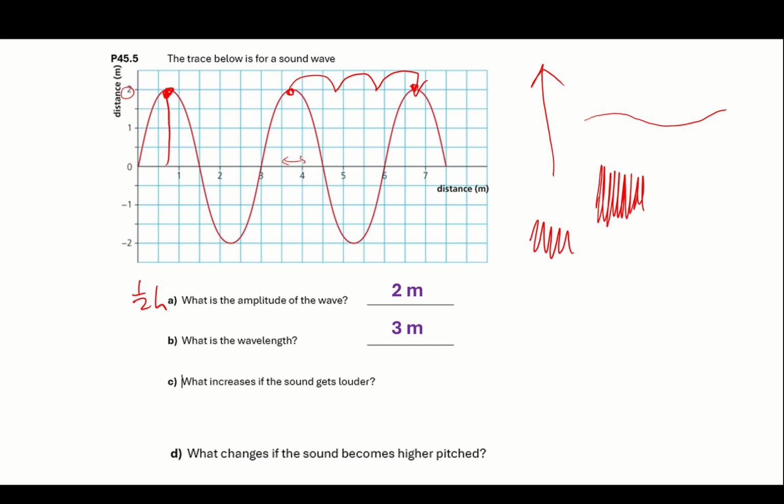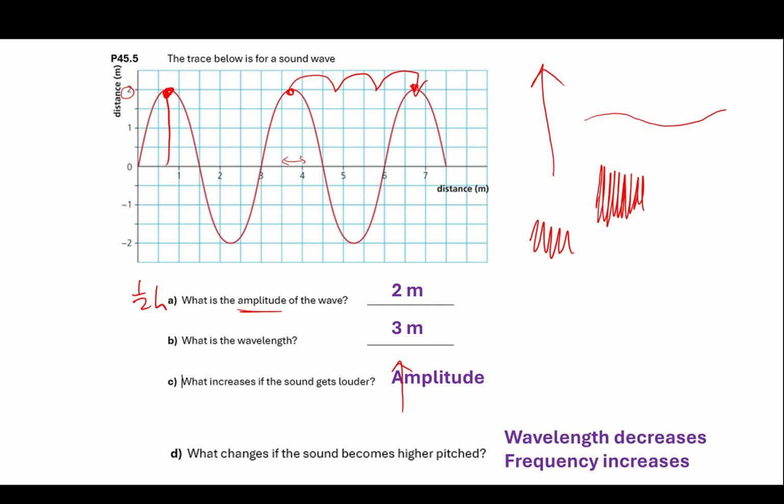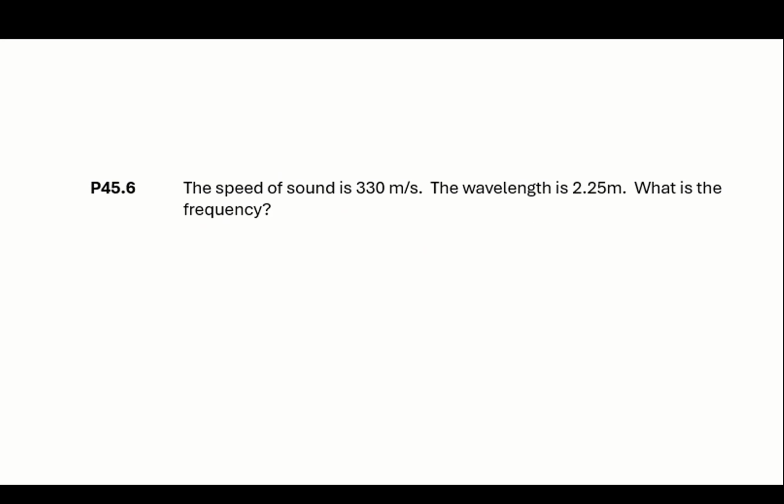So it says, what increases if the sound gets louder? The waves get higher, so it is the amplitude. And we could get that from this bit here. What changes if the sound becomes higher pitch? There's 2 ways of answering this. So imagine that's a normal wave. If it was to get higher pitched, it'd do that. So the wavelength has got shorter or decreased, or we could say the frequency has increased.